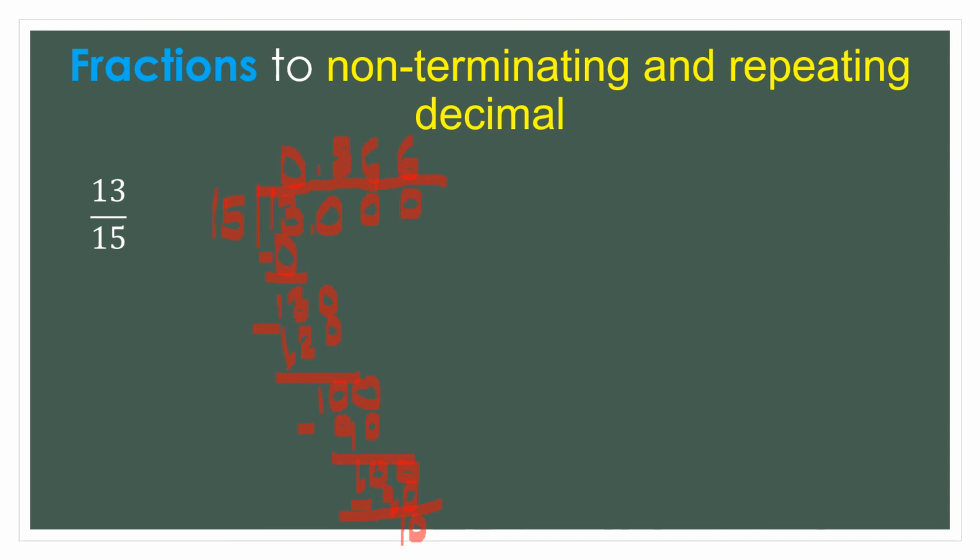As you can see, our 6 is repeated continuously. So the answer 0.8666 and so on can be written as 0.86 bar. The bar is in our number 6 only. This indicates that 6 is repeated continuously.